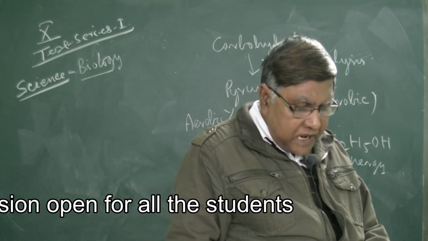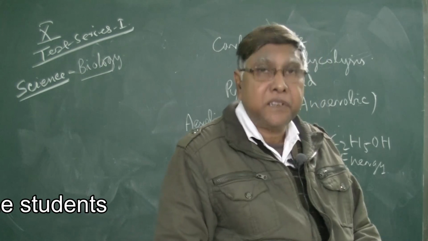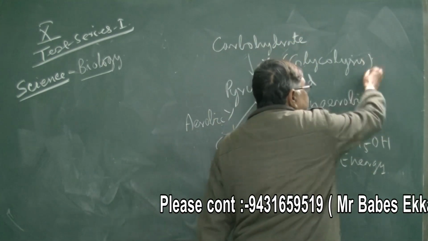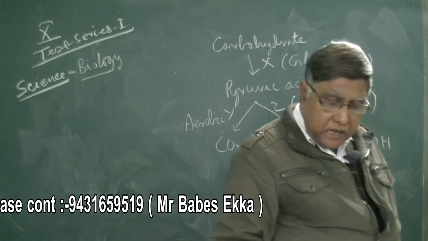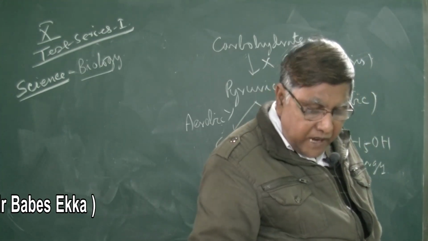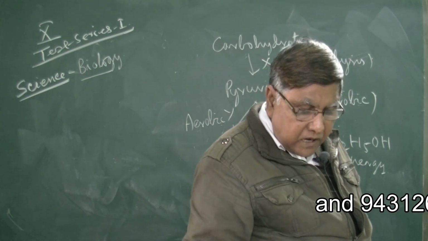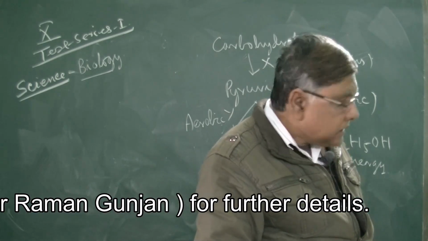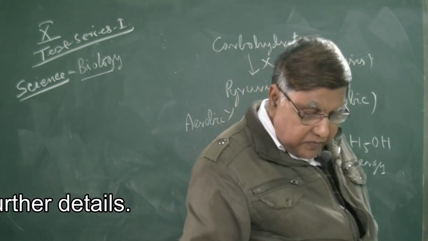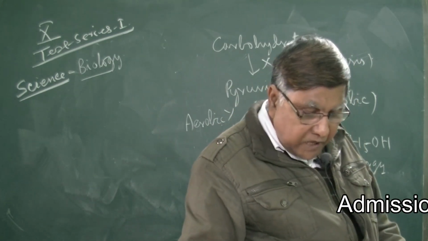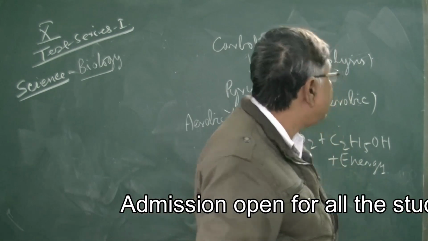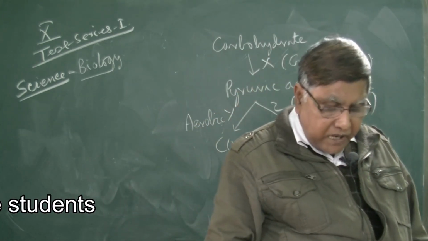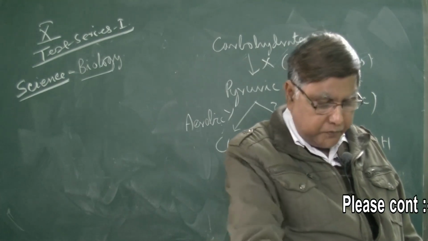Part B: the process X occurs in, here you will have to write the site. The process X means glycolysis. Where does glycolysis occur? In the cytoplasm. And Y represents aerobic respiration, which takes place in the mitochondria. So the answer will be cytoplasm and mitochondria respectively. Option 2.